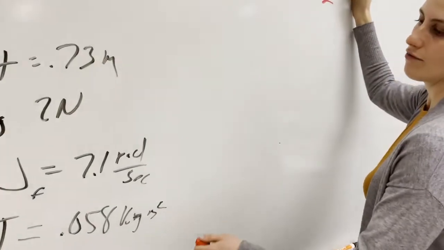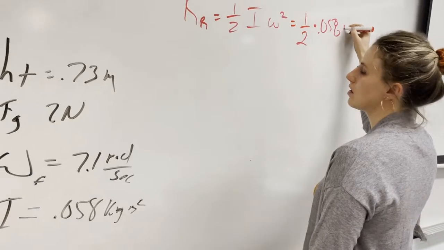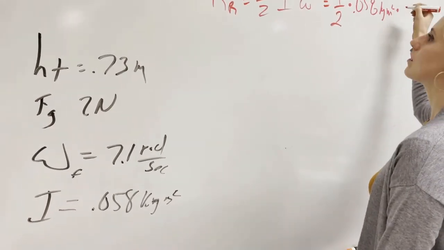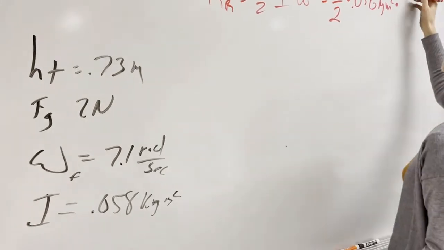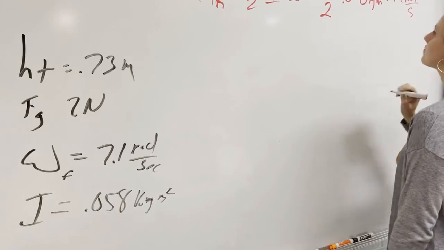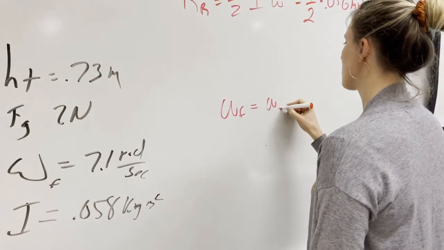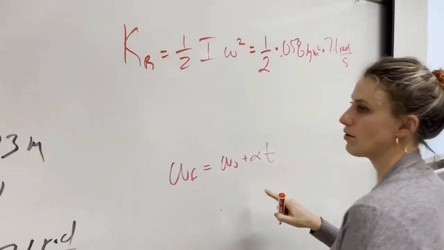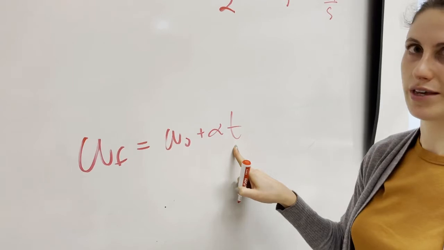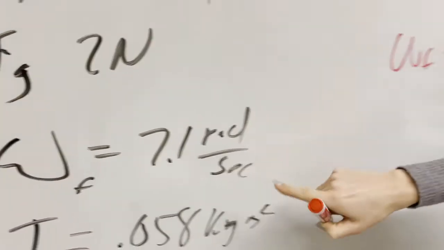Okay, 1/2 times 0.058 kilogram meters squared. And we calculated the final angular velocity by taking the original velocity, which was 0, plus the acceleration times time. We put in our angular acceleration, which we have on that sheet, and our time was like 16 seconds or something. You multiply that together and you get 7.1 radians per second.